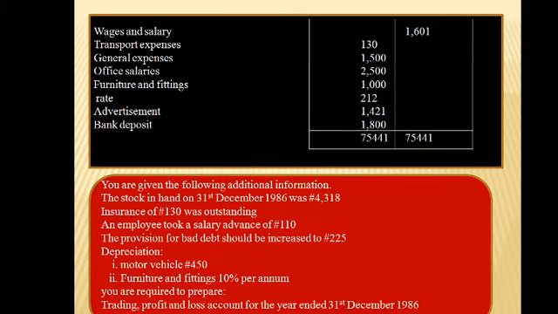The stock in hand on 31st December 1986 was 4,318 naira. That means the closing stock. Insurance of 130 was outstanding. An employee took a salary advance of 110 naira. The provision for bad debt should be increased to 225 naira. Depreciation: motor vehicle 450, furniture and fittings 10% per annum. We are required to prepare the trading profit and loss account for the year ended 31st December 1986, and the balance sheet as at that date.